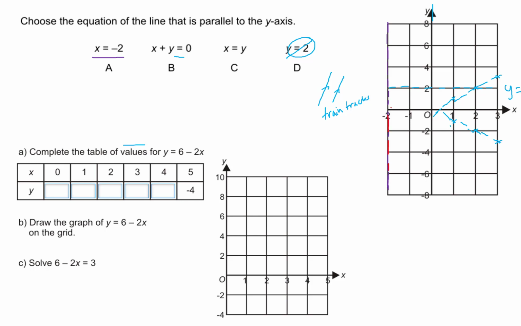Yeah, it's this line. And, well, then that's obvious. The answer is this, because that is parallel. Right. 6 minus 2x, this is just substitution.